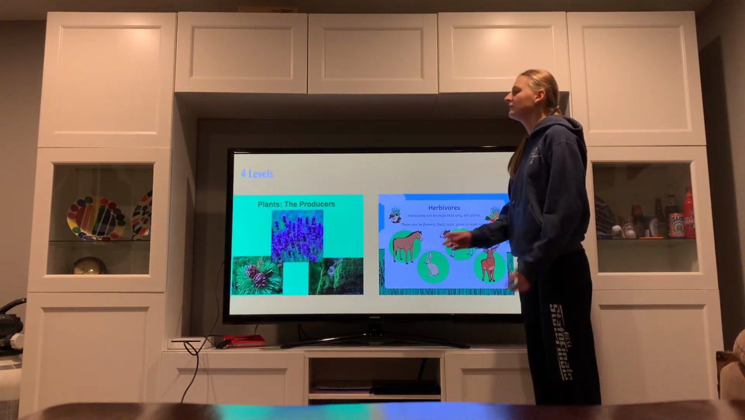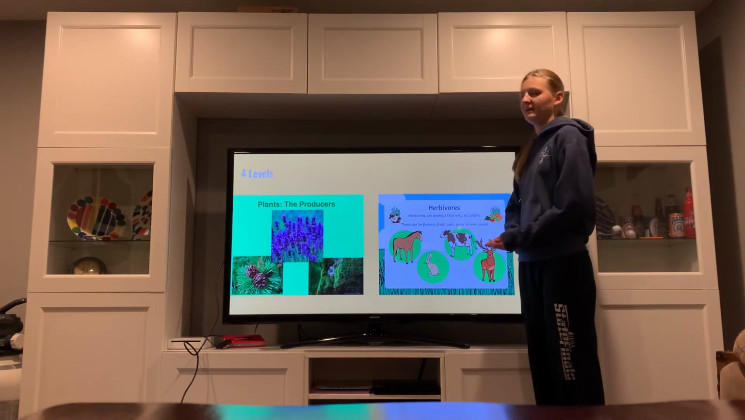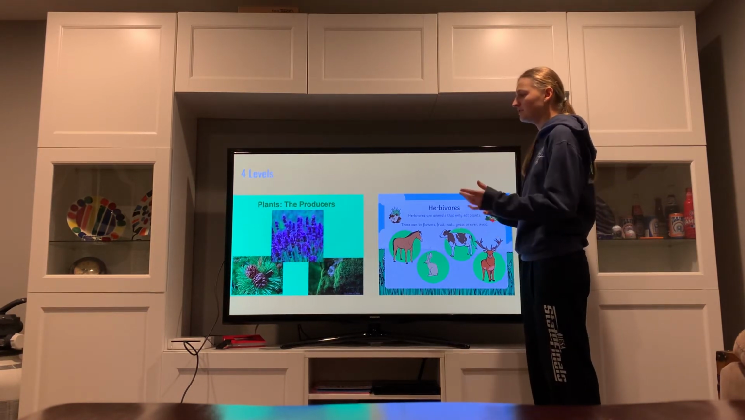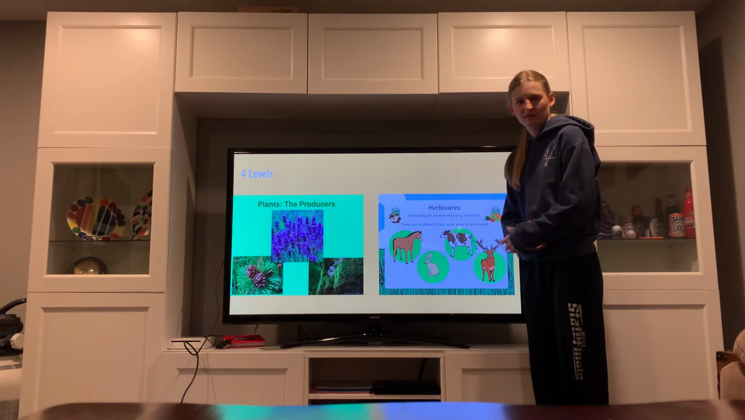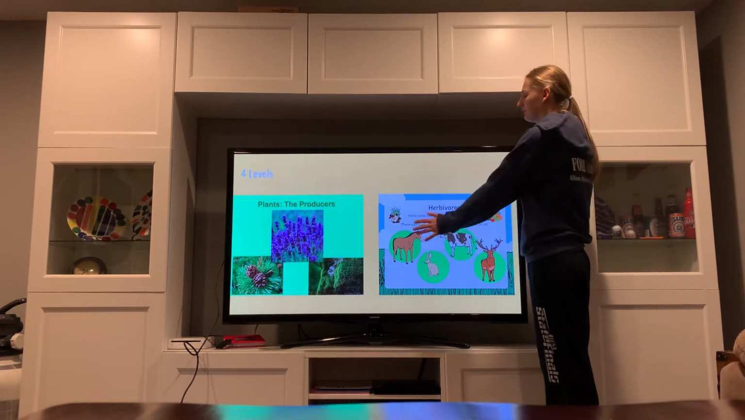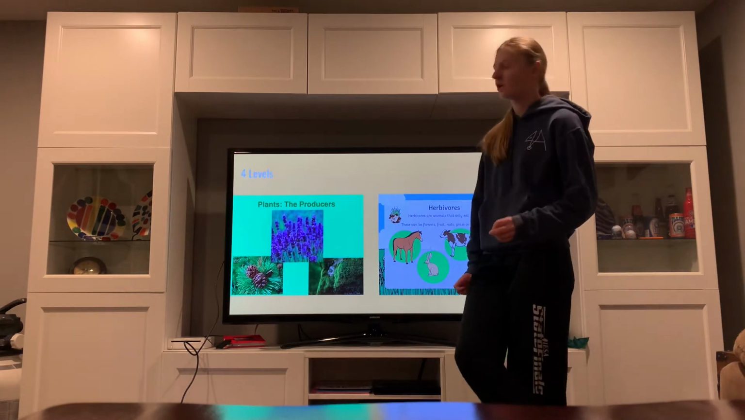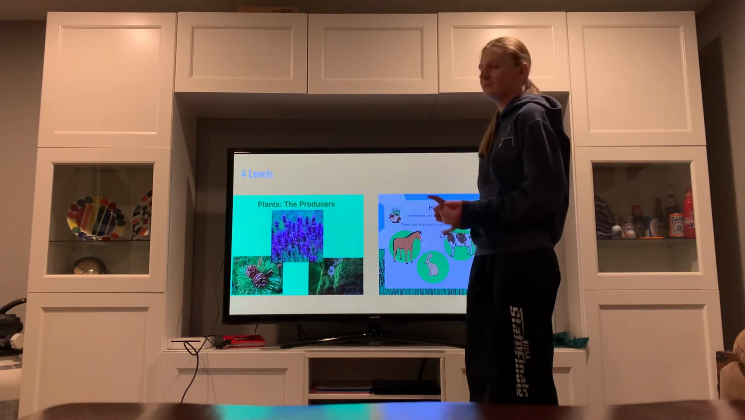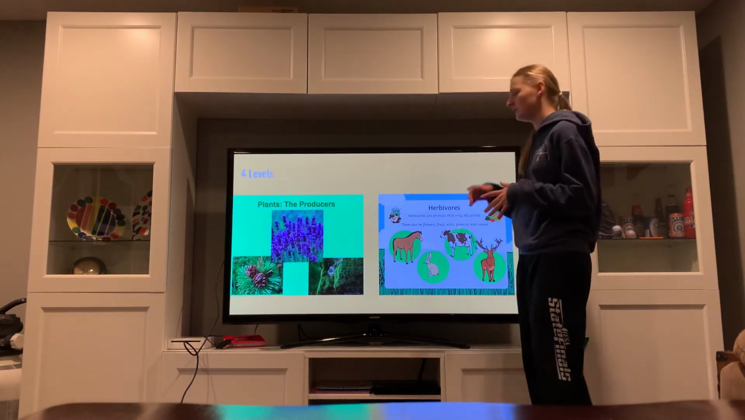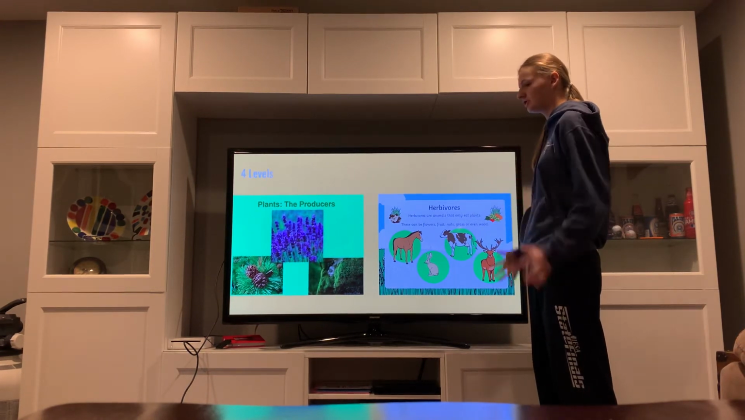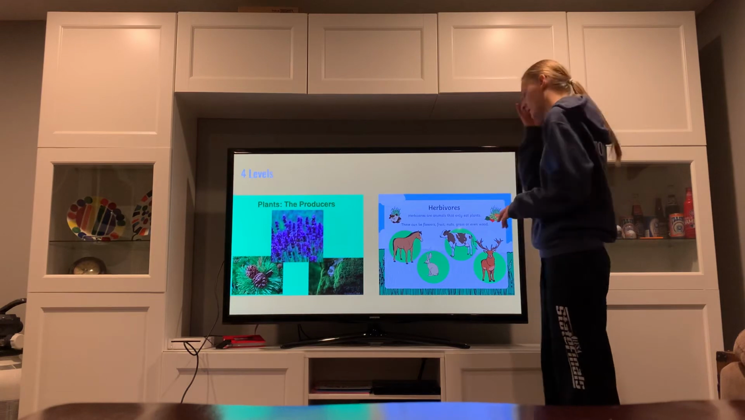So there are 4 levels in the basic food chain. You can add more, you can take away some. I'm going to be talking about the basic, which is the 4 levels. So the first level are the producers, and those are the plants and the fruits and the nuts, and they just start the whole food chain.